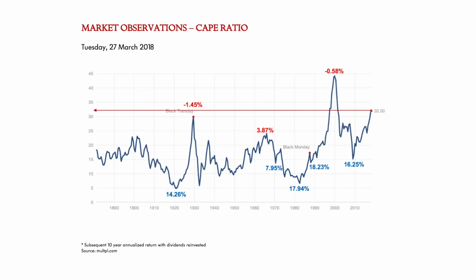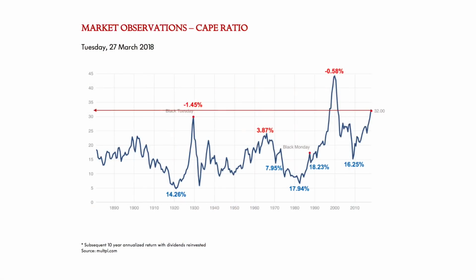This first chart is a chart of the Cape-Shiller ratio going back to 1870. It's effectively a PE ratio comparing the inflation-adjusted S&P 500 to 10-year average earnings. What it shows is that the market is expensive at a level of 32. In fact, going all the way back to 1870, there's only been one occasion where the market was more expensive, and that was during the tech boom of 99 and early 2000.